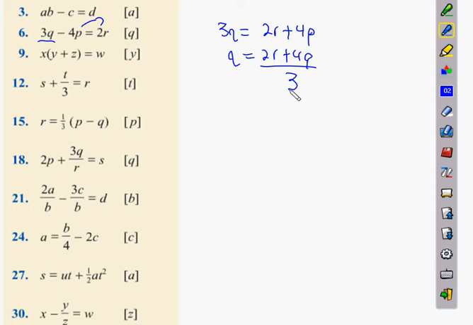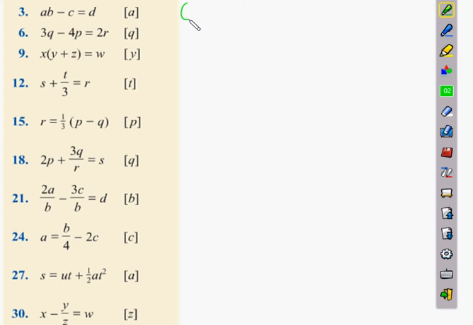Now, a more difficult one is another rule I have, and I'd like you to take this down. If there's brackets, multiply them. What I mean is, if there's brackets, you get rid of the brackets. Do you understand what I'm saying?